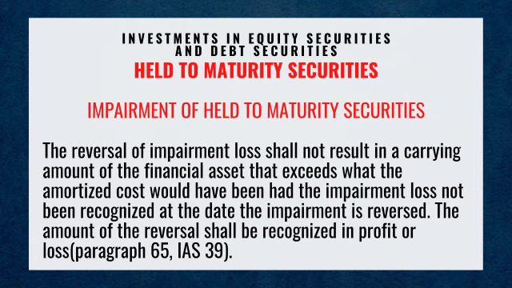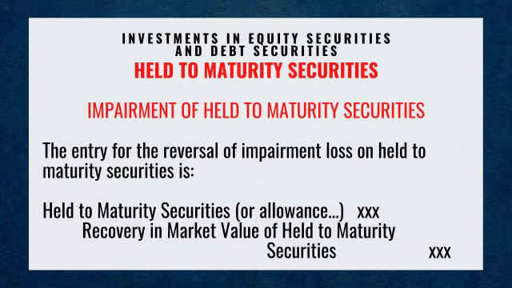Paragraph number 65, IAS number 39. The entry for the reversal of impairment loss on held to maturity securities is debit held to maturity securities or allowance and credit recovery in market value of held to maturity securities.